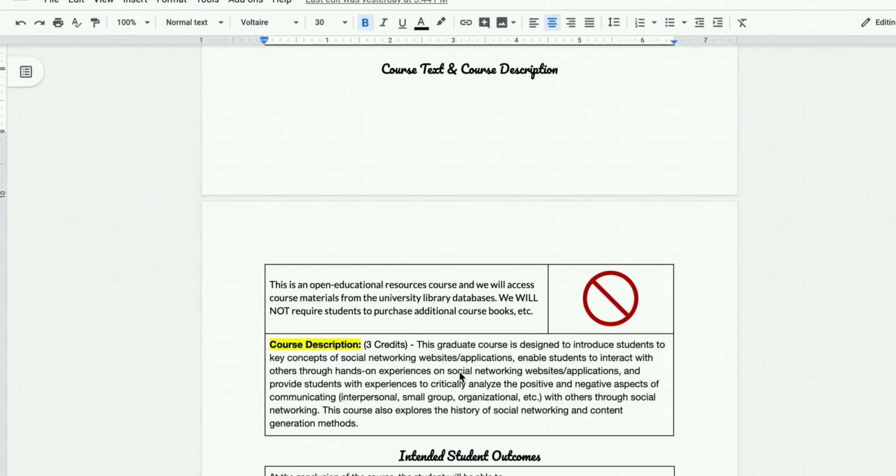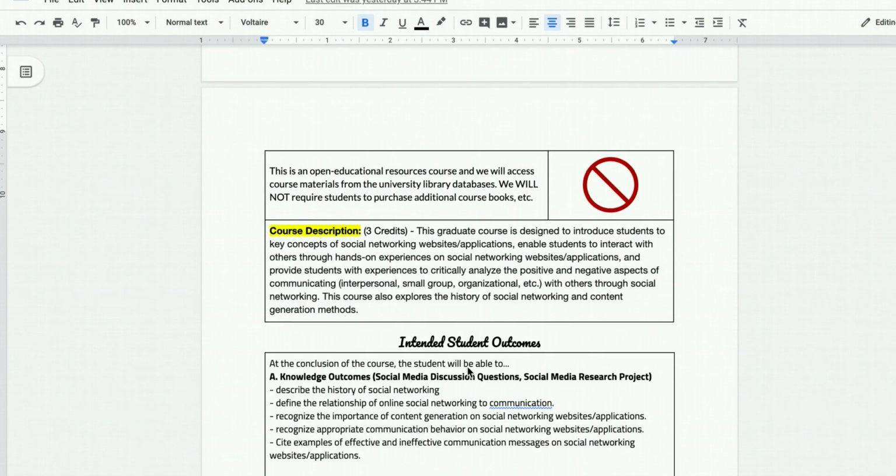Also, we have the course text. Every course that I teach always uses free resources. I do not want you guys to spend extra money on textbooks. So yeah, welcome to the free textbook course. And I have everything that you will need to read embedded in the syllabus.